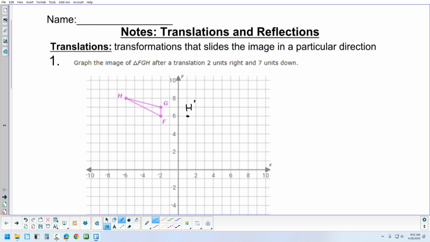All right, now do the same thing with G. 7 right, 1, 2, 3, 4, 5, 6, 7, 2 units down. Okay, so we call it G, so we know which point that it connected with originally, but we put a prime with it, so we know it's the new one. And F, well, if you know where G prime is, to get to F prime, all you have to do is go down 1. So that's a quick way to find F, as long as you found G correctly. And then the last thing is connect all your points. There you go. So that's a translation.